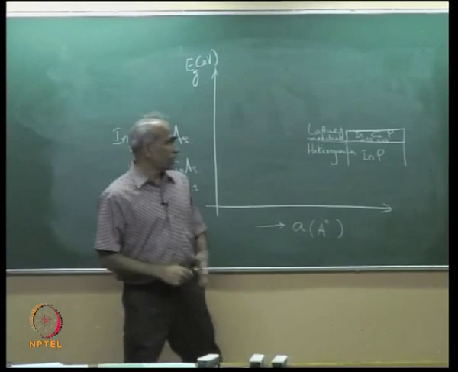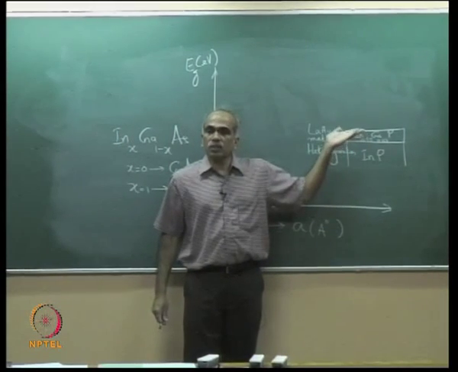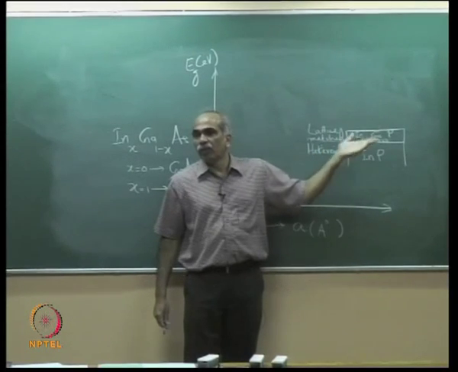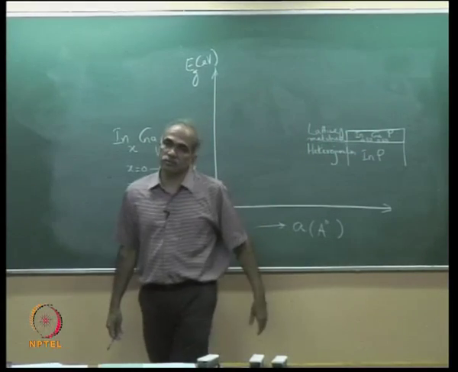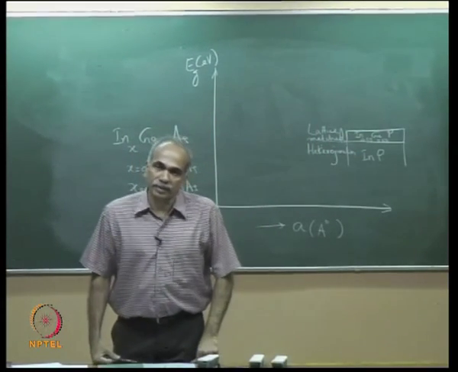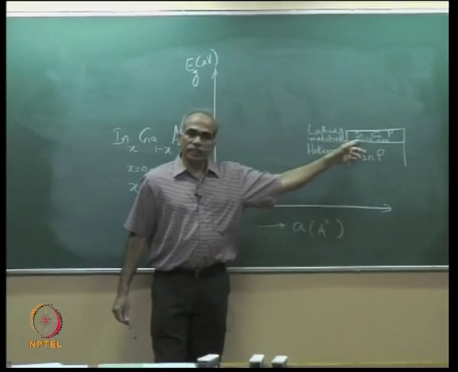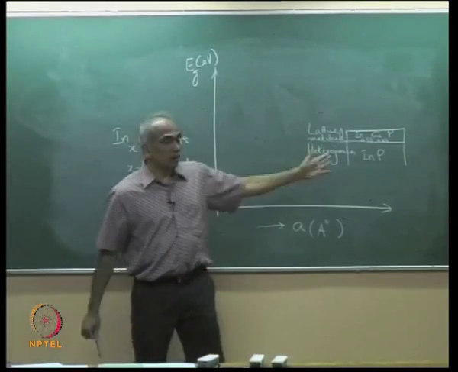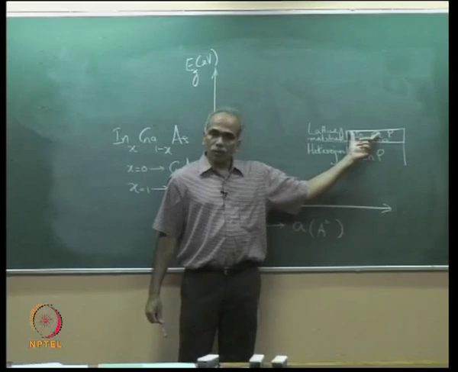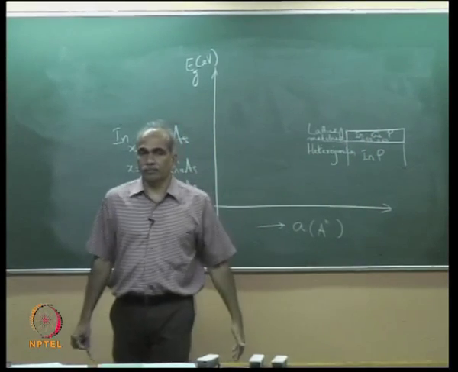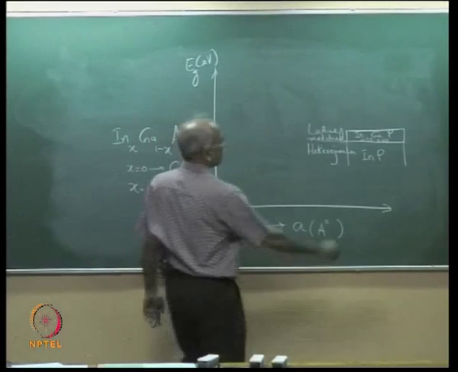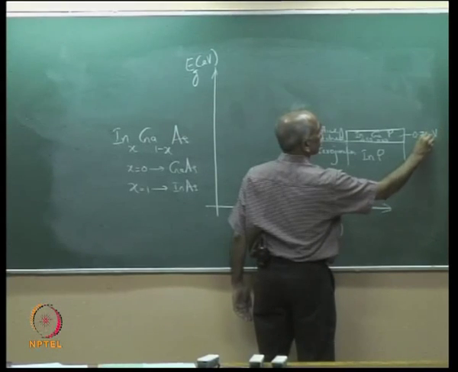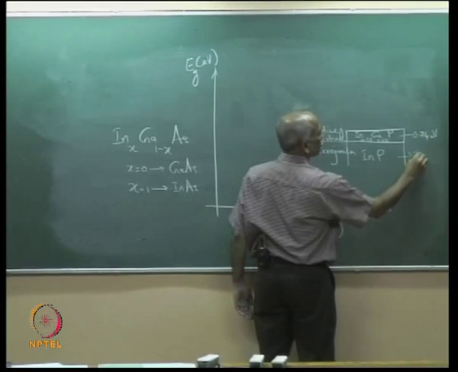Why I have picked up this material is, this is the material which is used for photodetectors in optical communication. Very high speed and extremely good detectors are indium gallium arsenide detectors. We will discuss the photodetectors a little later, but this is the material which is used. This particular composition is lattice matched to indium phosphide. And the band gap of this is 0.74 eV and this is 1.35 eV.